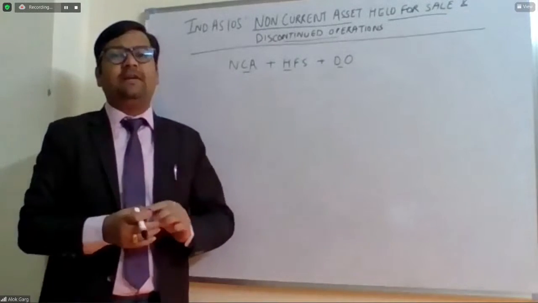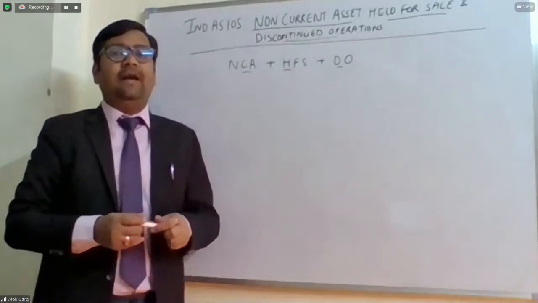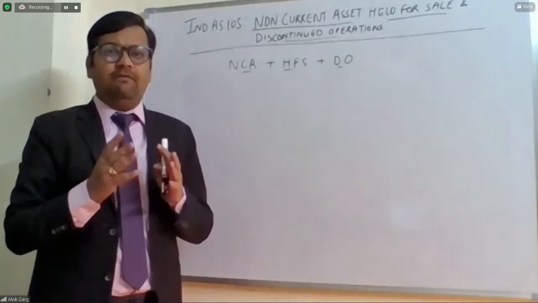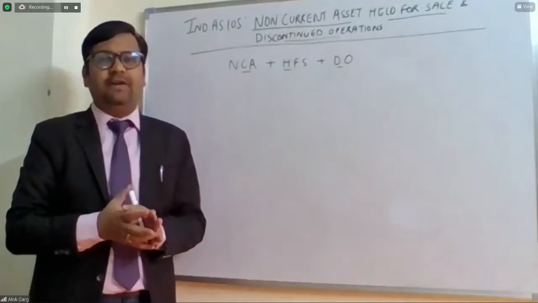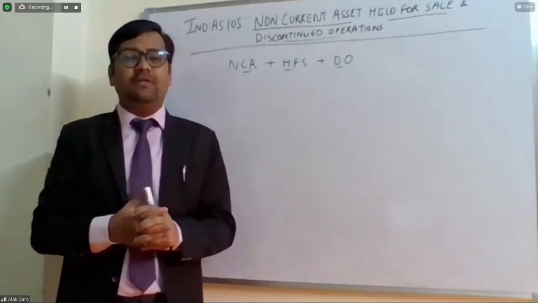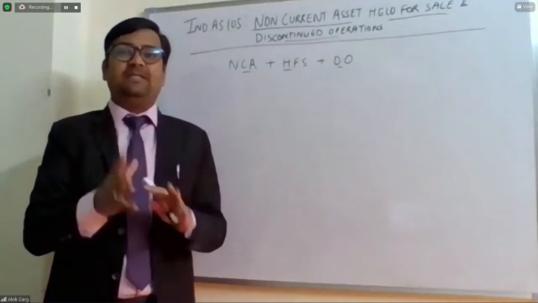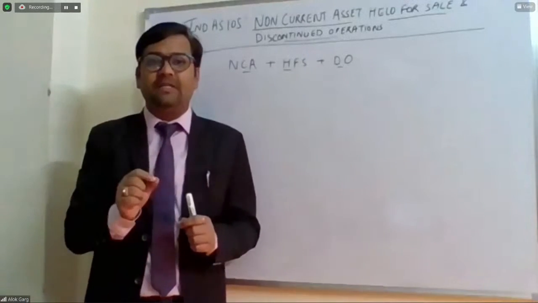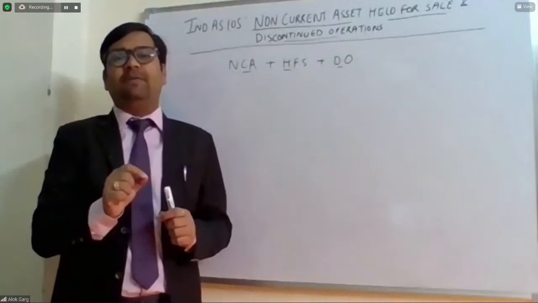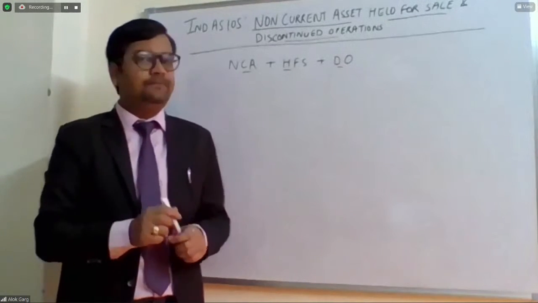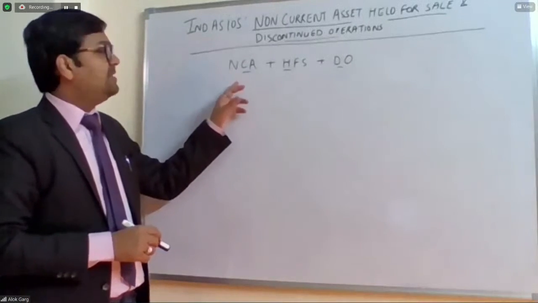And what is the basic difference between this standard and the other standard, for example, inventory? We understood the definition of inventory, and when understanding it, we understood that inventory is an asset which is held for sale in the ordinary course of business. It means the objective of the business is to earn income by selling those goods. Okay, but here it is non-current asset.